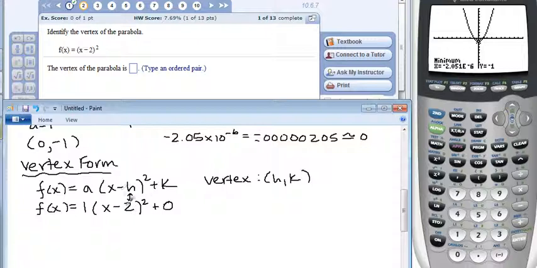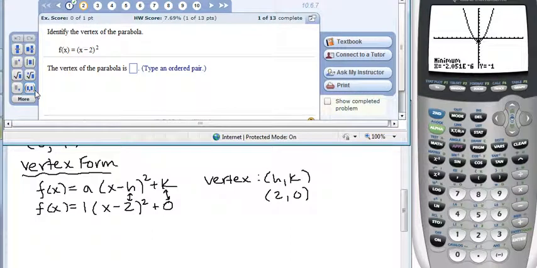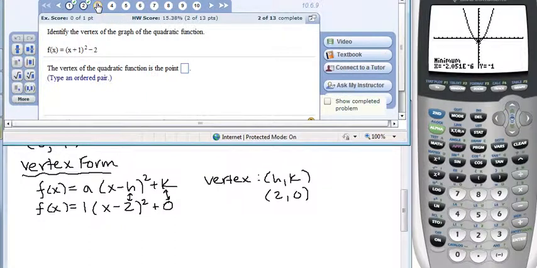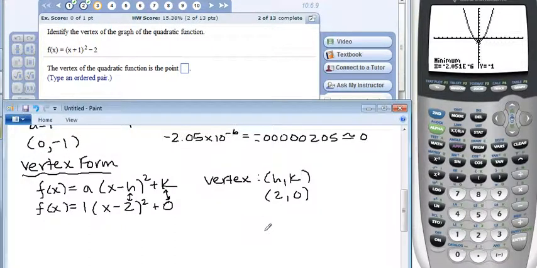My vertex, therefore, is going to be 2. It's not a negative 2, it's a positive 2. This has a subtraction in it. So therefore, h is always opposite of what it looks like, and k is always what it looks like. So my vertex here is 2, 0. Okay? This has a subtraction, so it says x minus whatever h is. H is 2. Okay, so this vertex is 2, 0. So we're going to put that in there. Some of you are doubting me. Let's try to find, good. There's one with a plus.